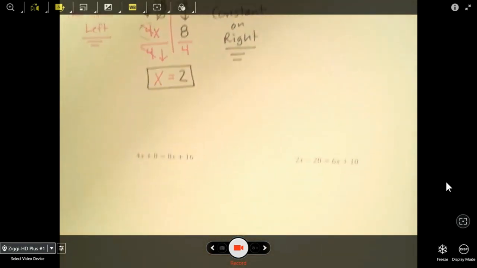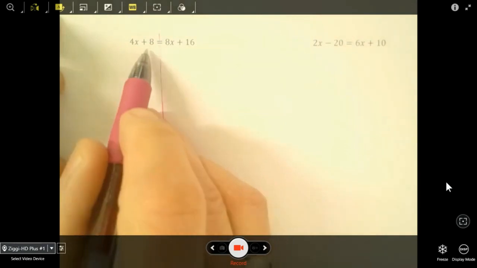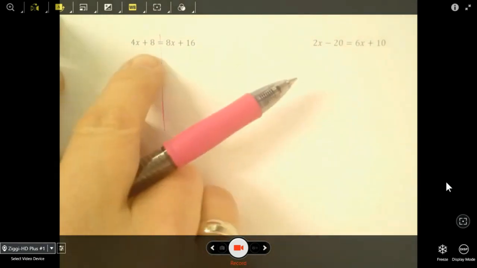So I'm going to move my camera down. Our goal is the same. We want to get all our variables on the left, and we want all our constants on the right. So I'm going to start out by drawing the line for my equal sign to be sure I keep my equation balanced as I work on it. And I'm going to start first with moving my constant to the right. Now this is a positive 8, so I do the inverse operation, which is to subtract 8.